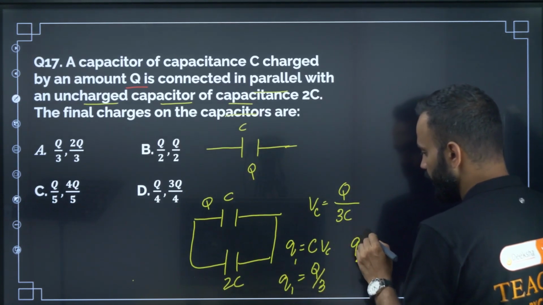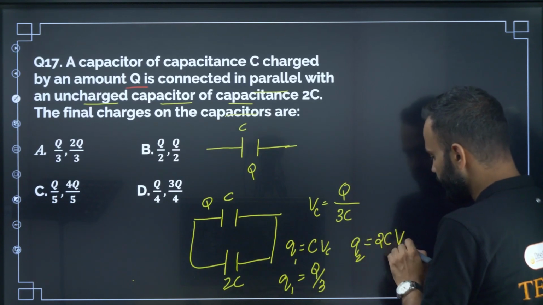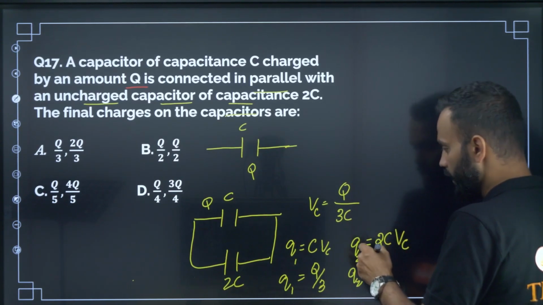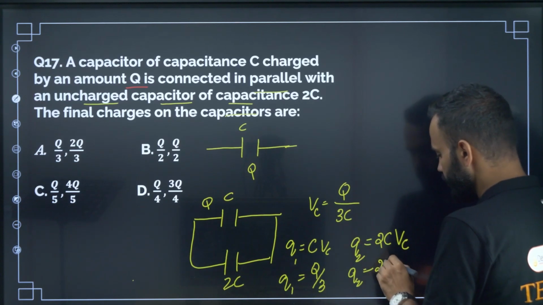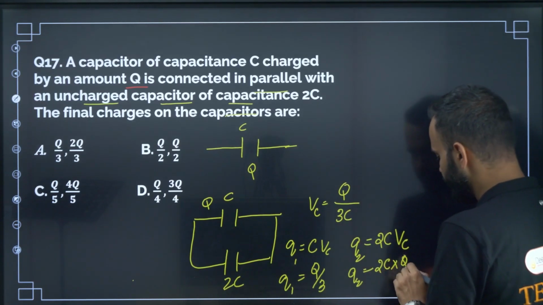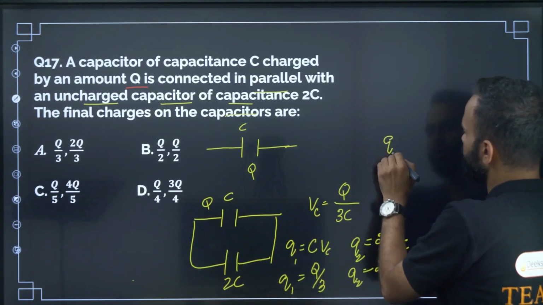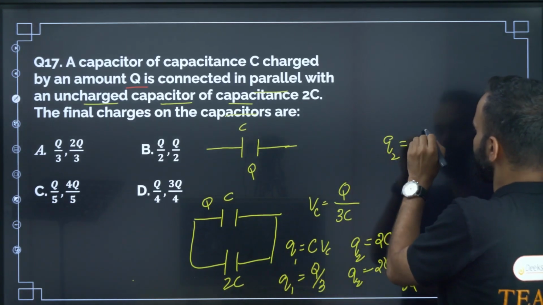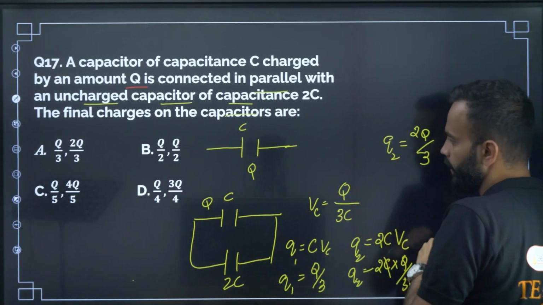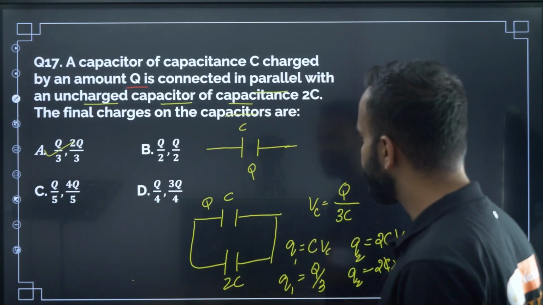Next Q2 is equal to 2C into Vc, which is 2C into Q divided by 3C. So C will get cancelled. The charge on the second capacitor, that is capacitance 2C, is equal to 2Q by 3. So the correct option is A, Q by 3 and 2Q by 3.